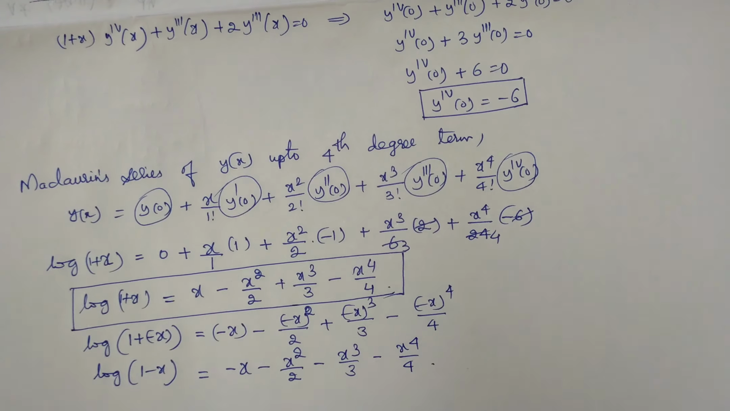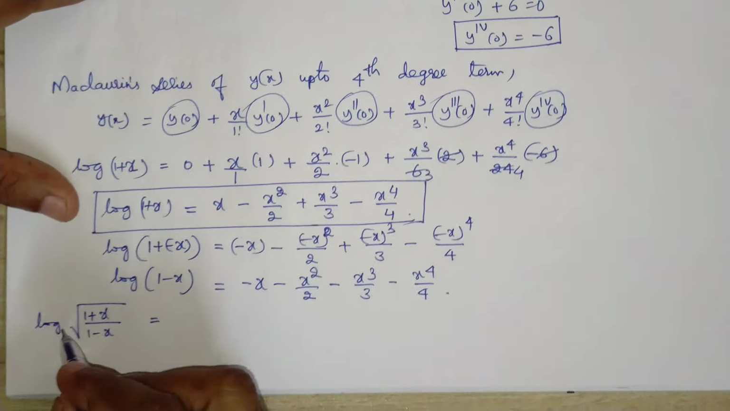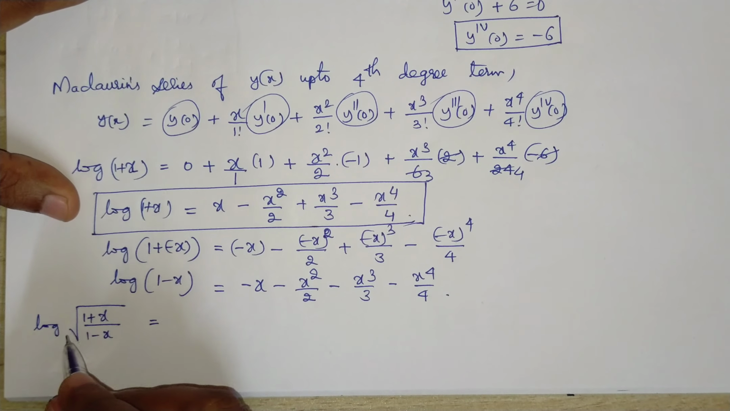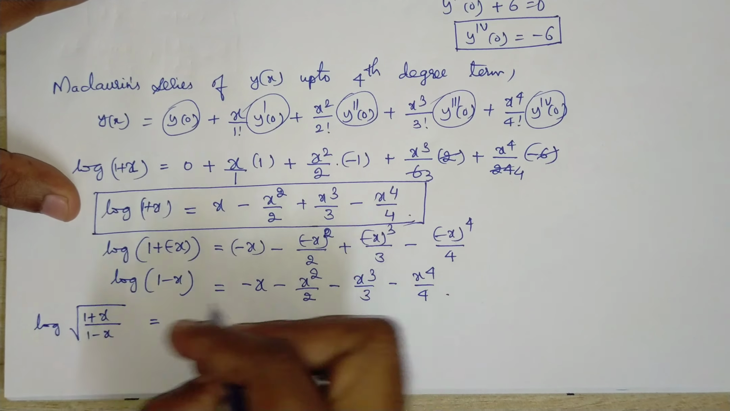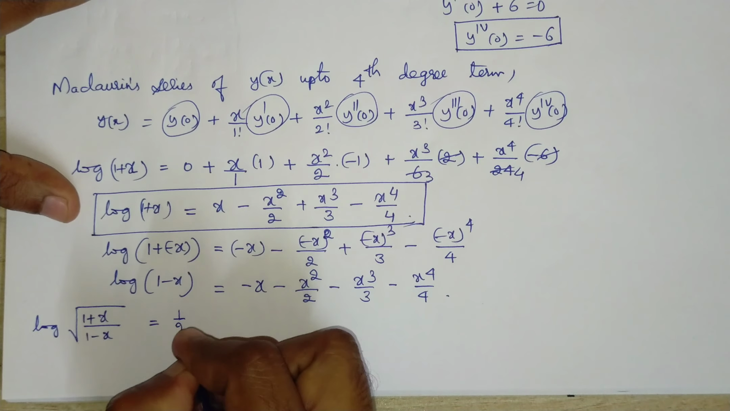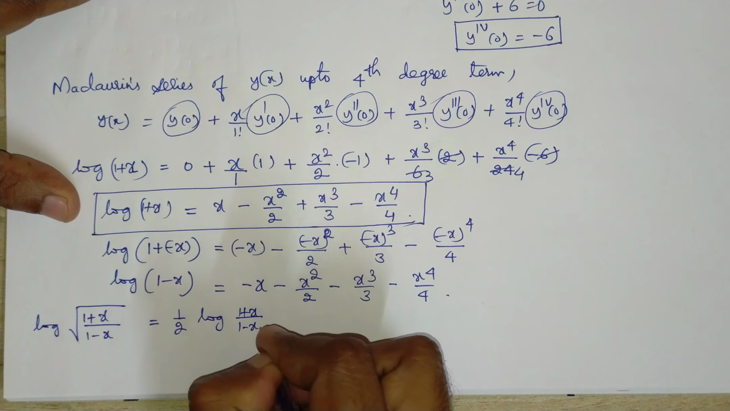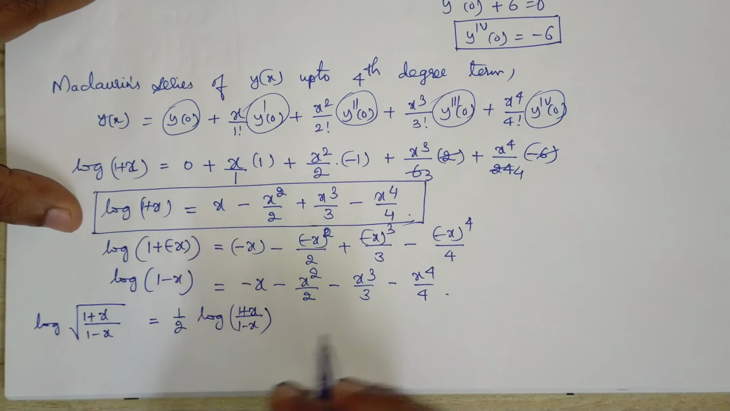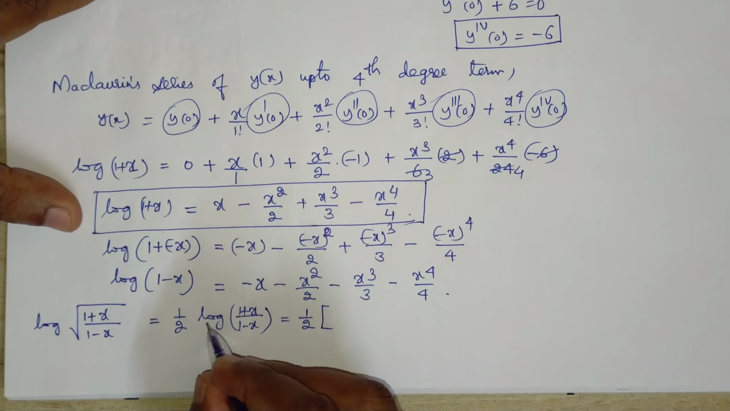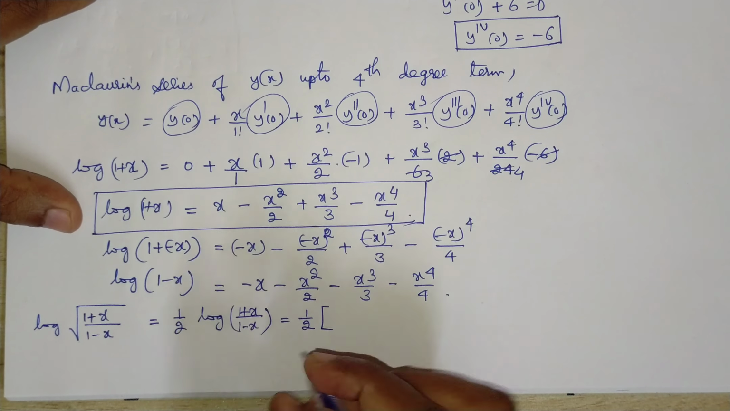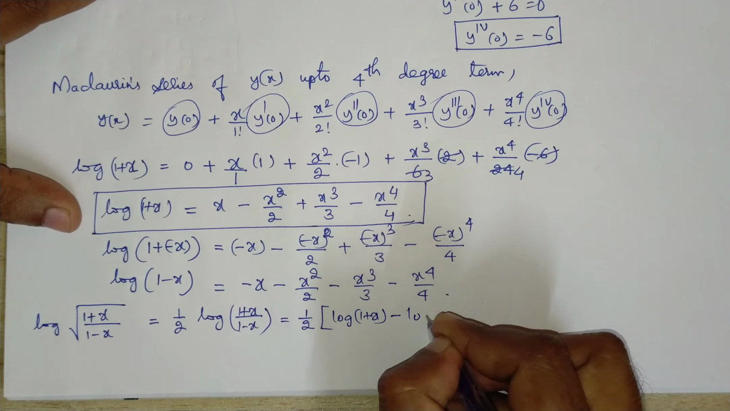Now let me consider this, right? So this is log of 1 plus x by 1 minus x whole power 1 by 2. So we know that log m power n is n into log m. So it is 1 by 2 into, so log of 1 plus x divided by 1 minus x, right? So this is equal to, so 1 by 2 times, so what is log of m by n? It is log m minus log n. It is log of 1 plus x minus log of 1 minus x.